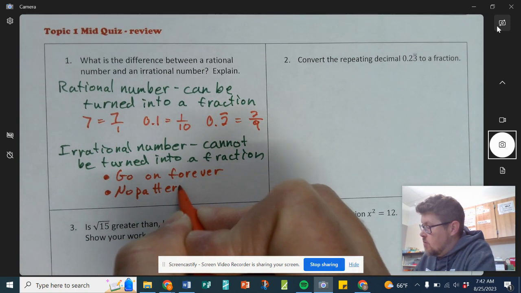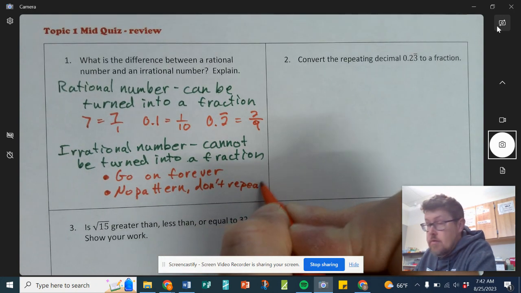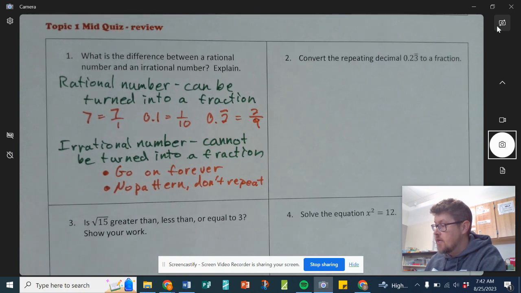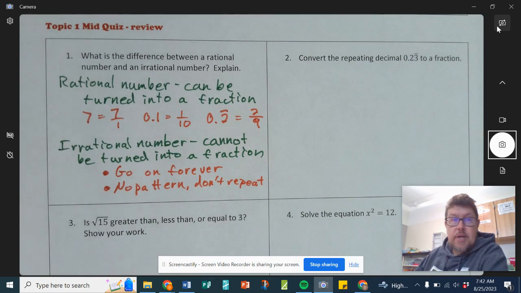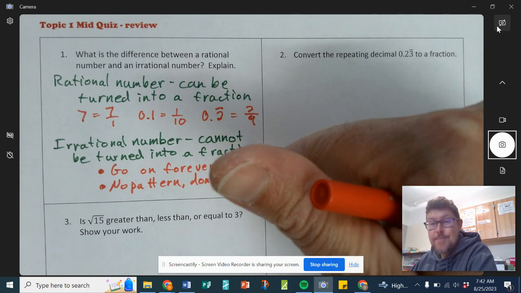A good example of this would be pi. Right? Pi, as far as we know, as humans, goes on forever, and there's no pattern that you can use to turn it into a fraction. So that's the idea. So what is the difference between a rational number and an irrational number? A rational number can be turned into a fraction. An irrational number cannot be turned into a fraction.